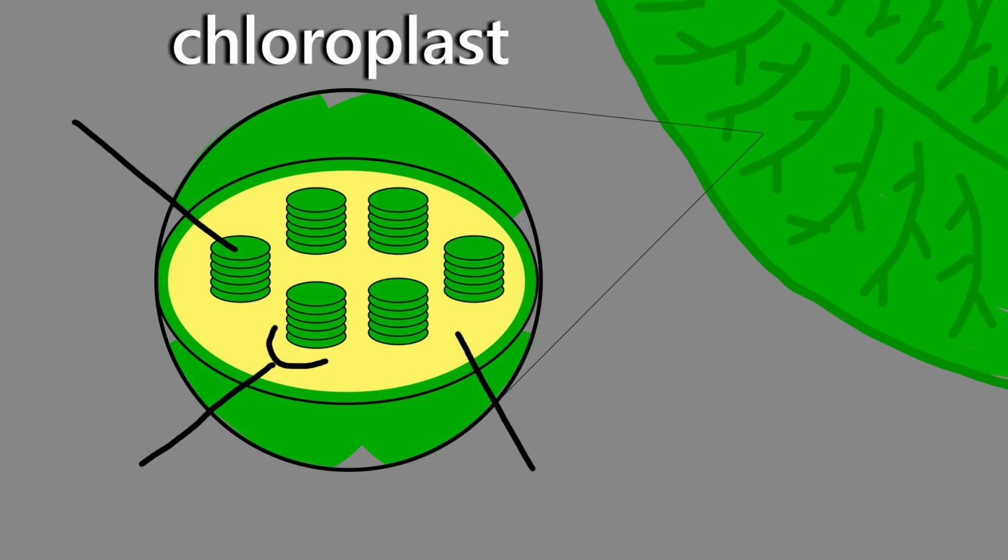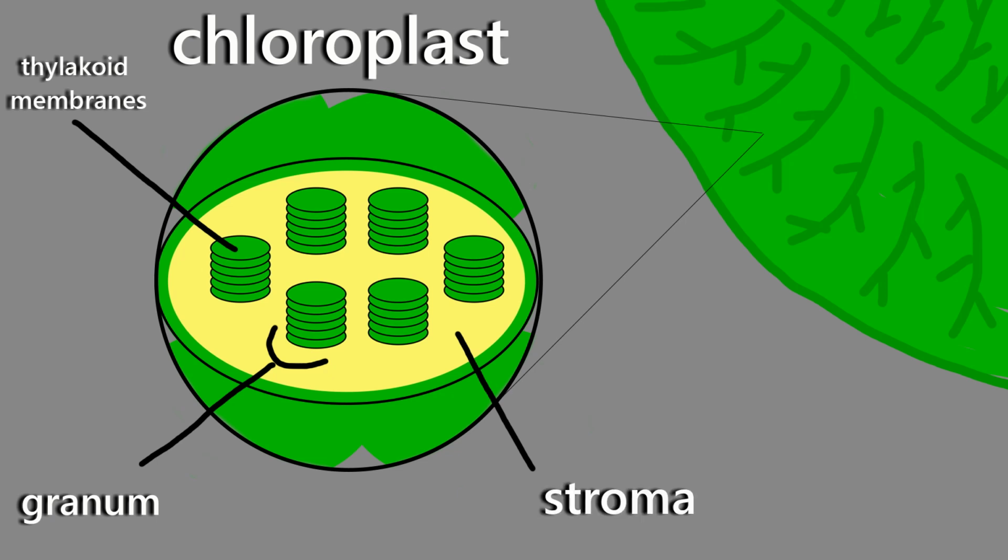Each of these chloroplasts contains stacks of thylakoid membranes, and each of these stacks is called a granum. Additionally, the second most important part of the chloroplast is located outside of these grana, the space between them, and this is filled with stroma, which is actually a liquid, and is where the Calvin cycle, a process I'll explain in a bit, takes place.